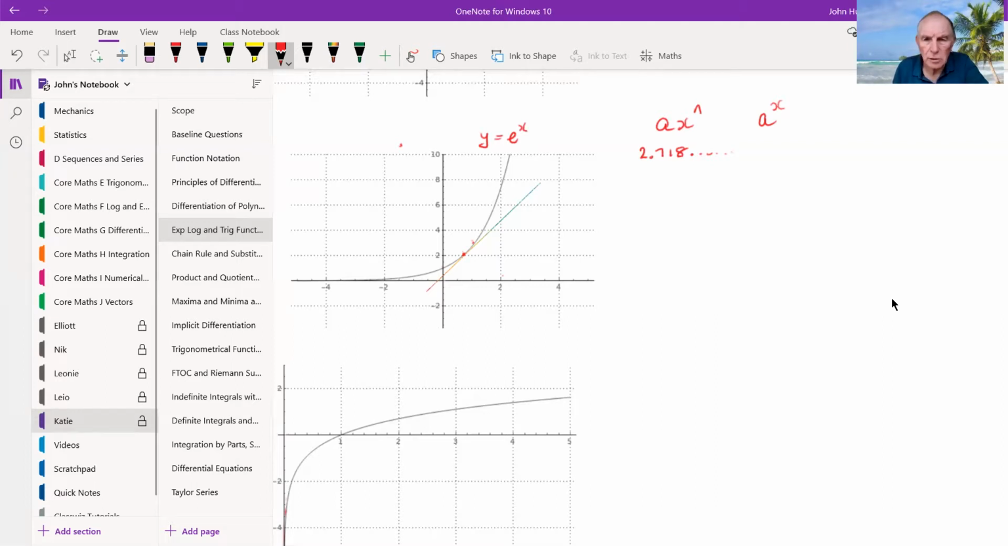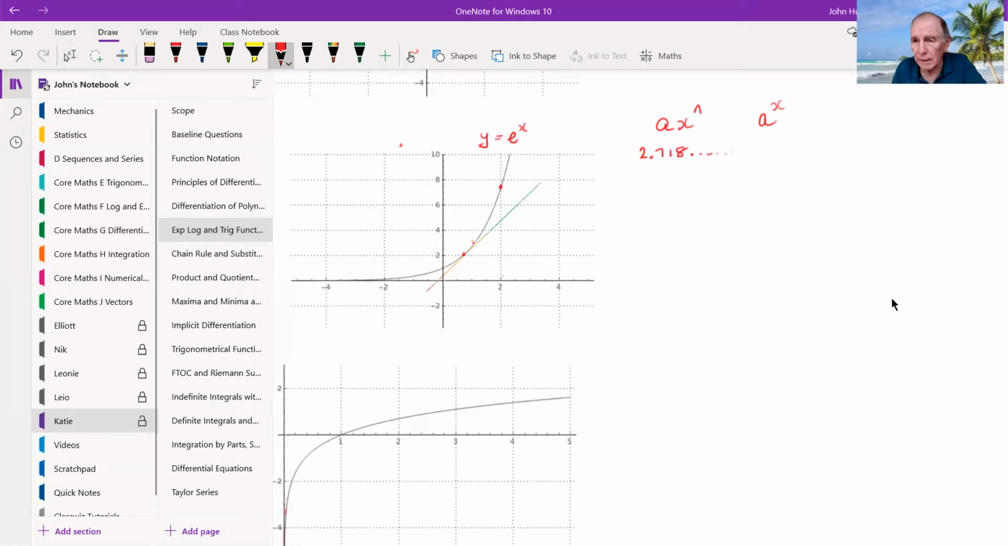So that's what it looks like, but it has a very interesting property, because on this particular curve, the value of the gradient at any point is equal to the value of the function. So here at this point, x is 2, so the value of the function is e to the power of 2. We can work that out, 2.718 to the power of 2. What's it going to be? Something like 8. Yeah, in fact, it's just short of 8, isn't it?